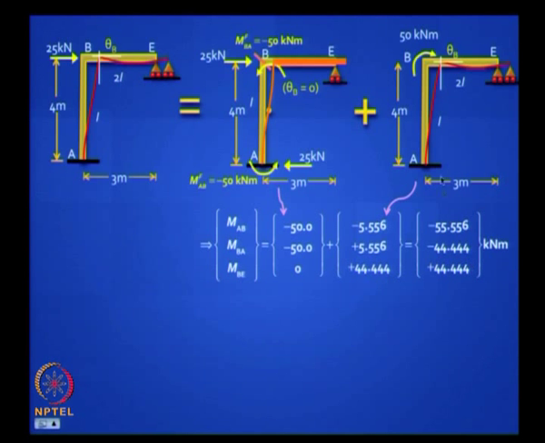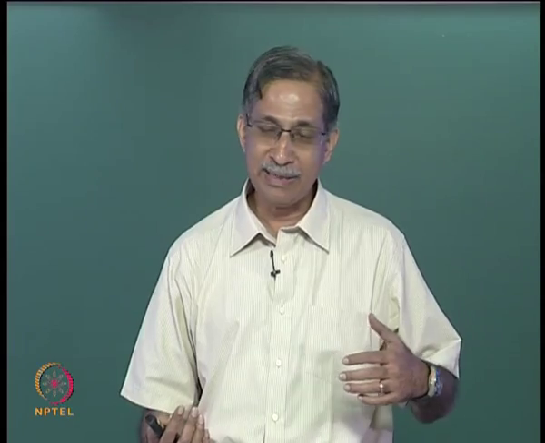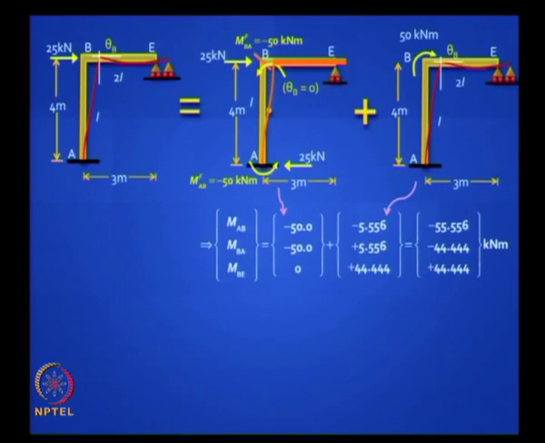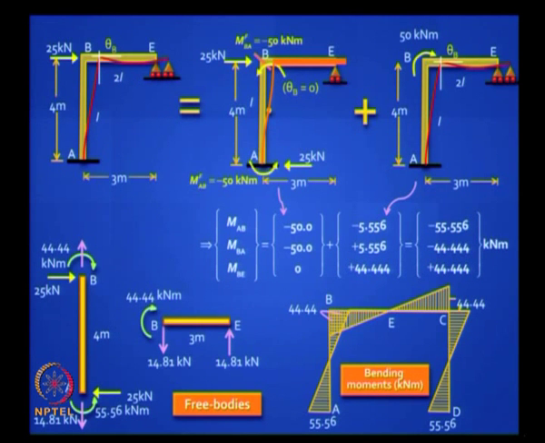You can also use moment distribution to distribute this moment in proportion to the two relative stiffnesses. What is the stiffness of AB? It is a cantilever, it is 4 EI only if B is prevented from translating. So it is EI by L, and what is the stiffness for BE? 3 EI by L, of course the corresponding EI and the corresponding L. So you can work it out either way, you will get the answer, draw the free bodies, you get the final moment diagram. This is easy to do, but now let us apply this to a really difficult problem.